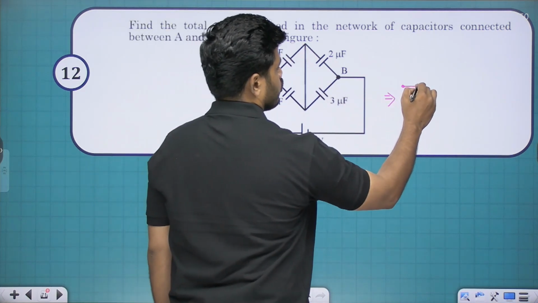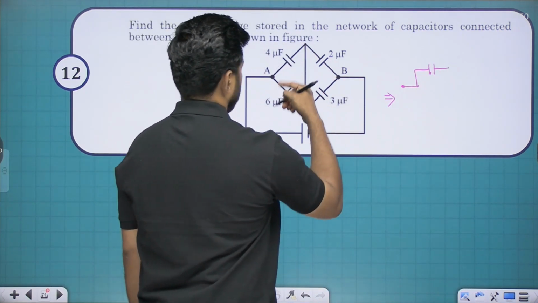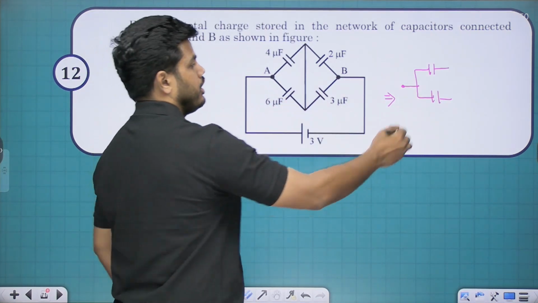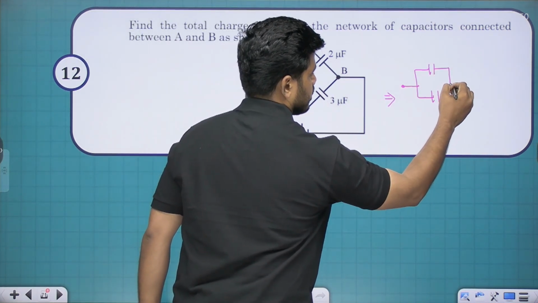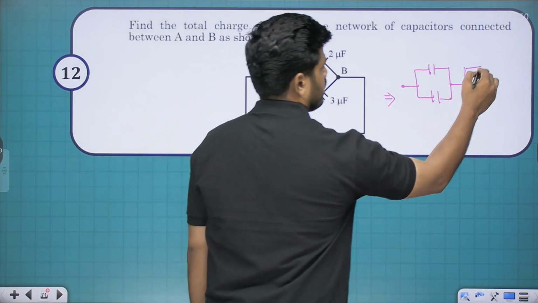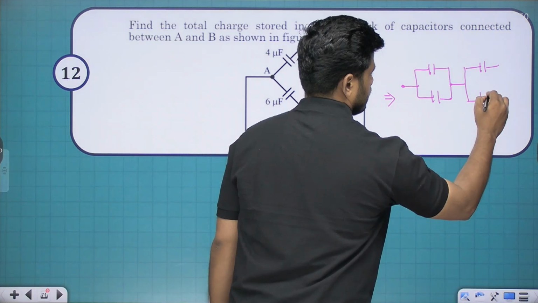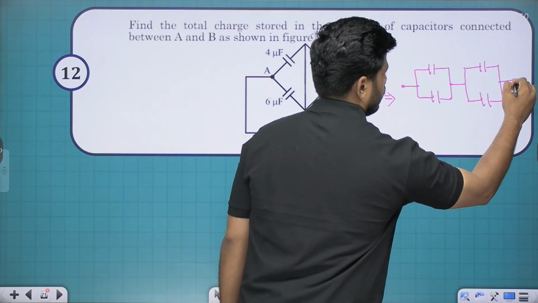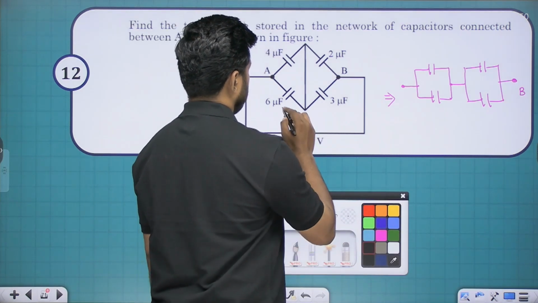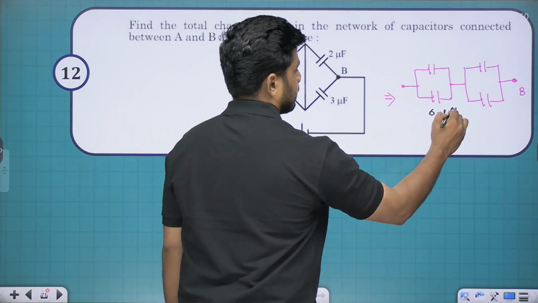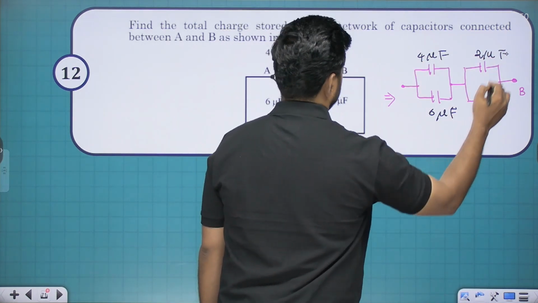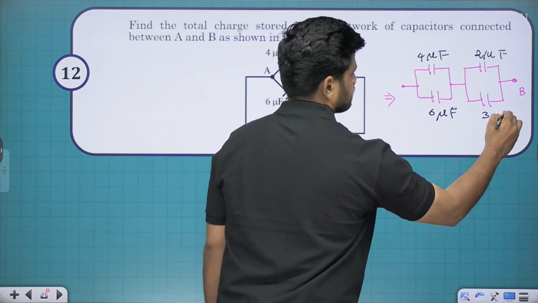See, 4 microfarad and 6 microfarad are connected in parallel, right, across each other. Yes, that is one combination. From there, we have one more combination. 2 microfarad and 3 microfarad are connected in parallel. See, this is how this can be simplified. So I will write the values of those capacitors. This was 6 microfarad. This is 4 microfarad, 2 microfarad, and this will be 3 microfarad.